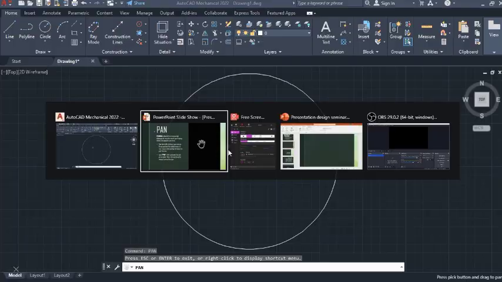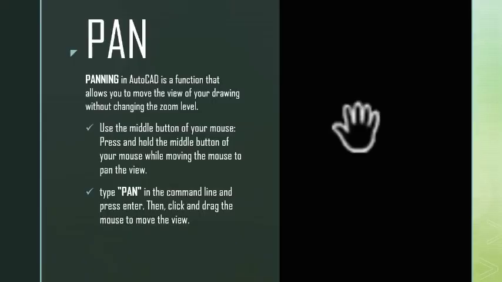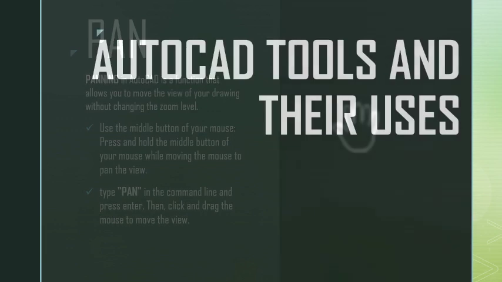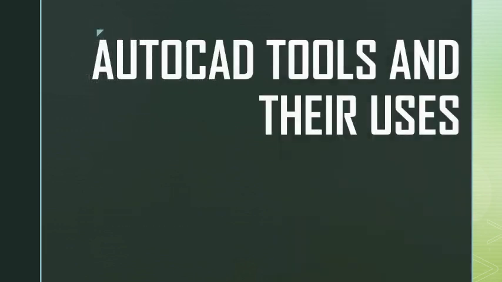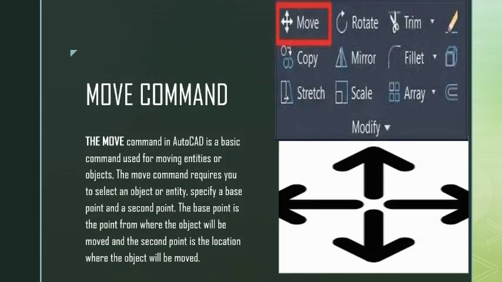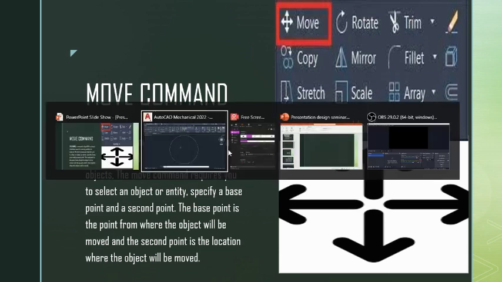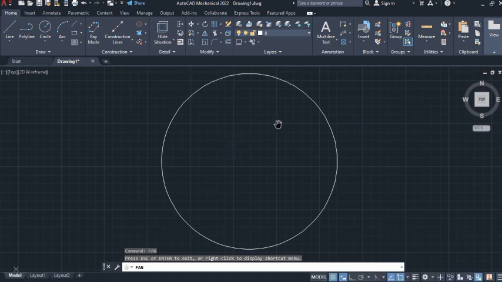The next thing you would love to learn about AutoCAD is all the tools and their uses. The first on our list that we're going to explain is the move tool, or the move command. The move command in AutoCAD is a basic command used for moving entities or objects. It requires you to select an object, specify a base point and a second point. The base point is the point from where the object will be moved. Let's quickly go to our AutoCAD environment.